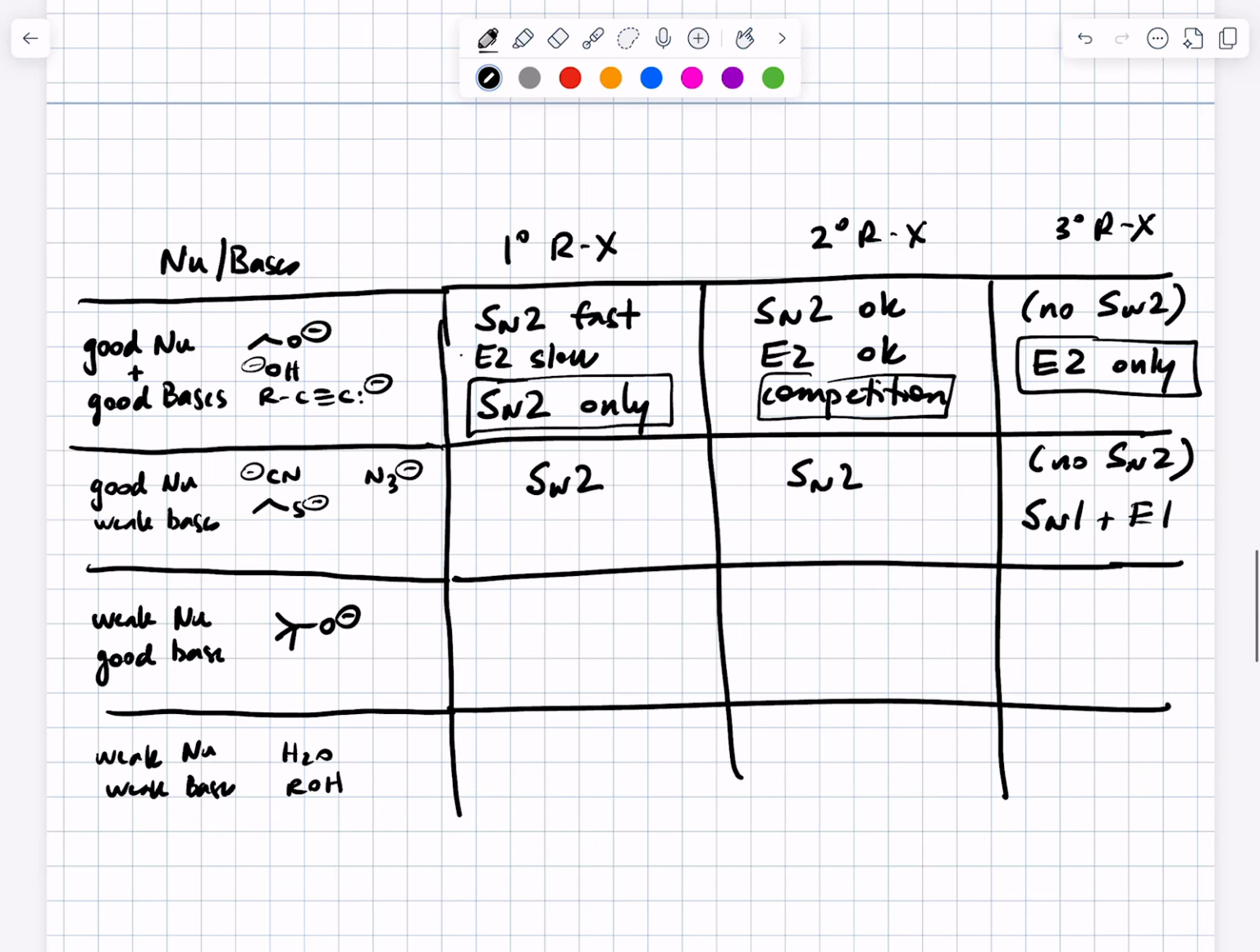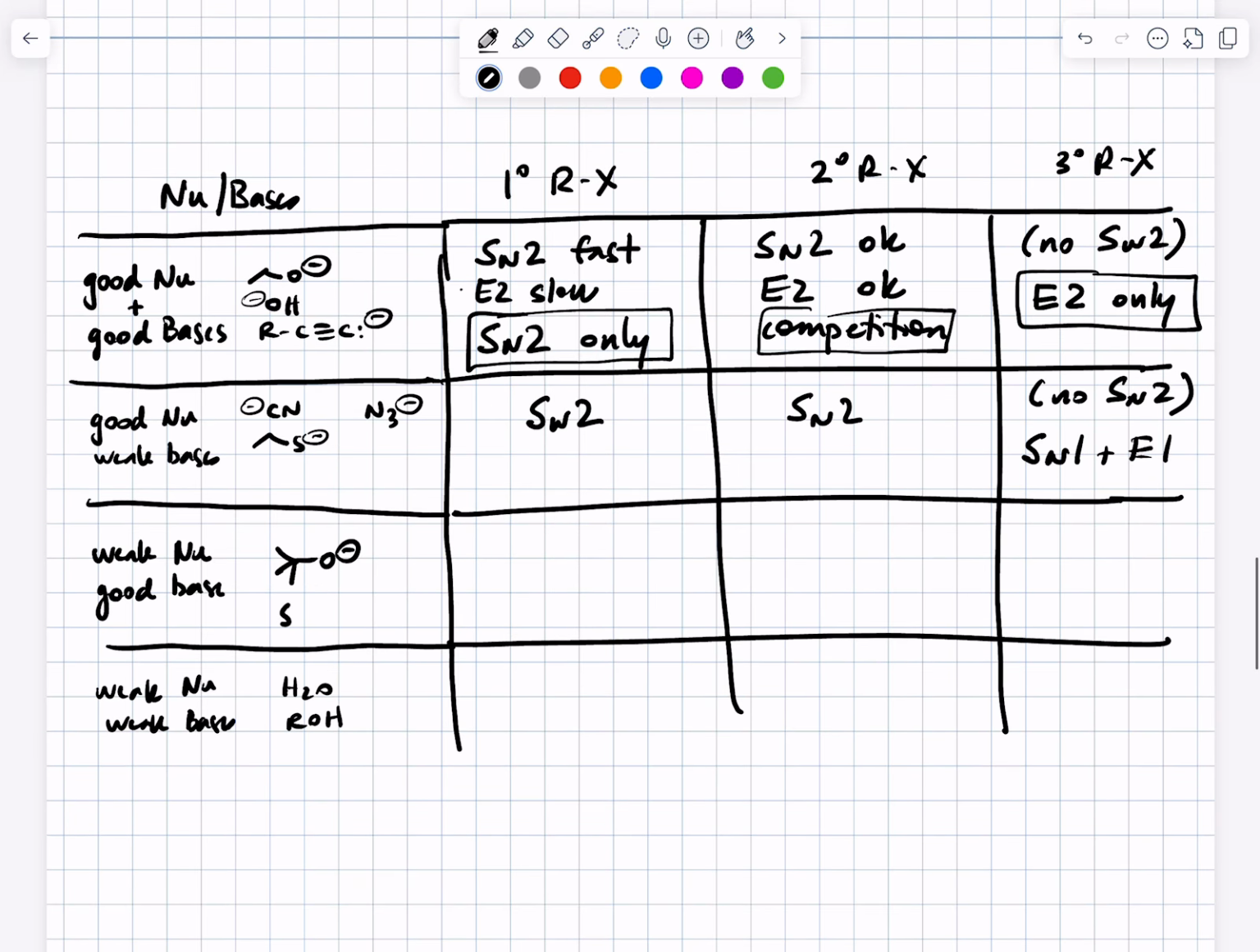What if you have a weak nucleophile that's a good base because of sterics? Those can't do SN2, so those are going to be E2 all the way across the board. That line is easy. The good base can always remove a beta proton.